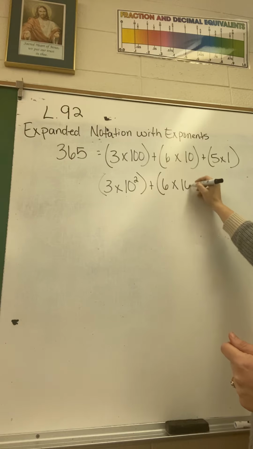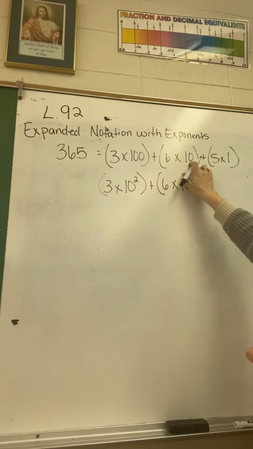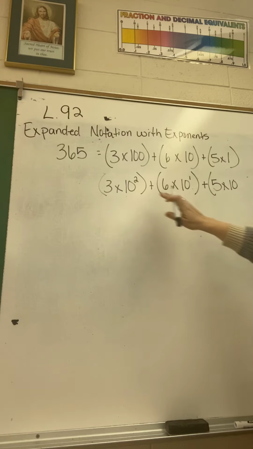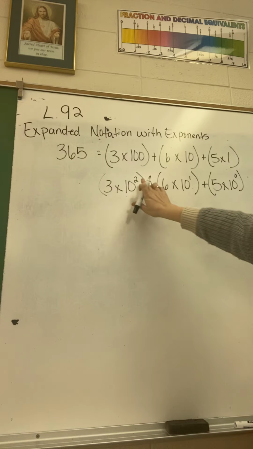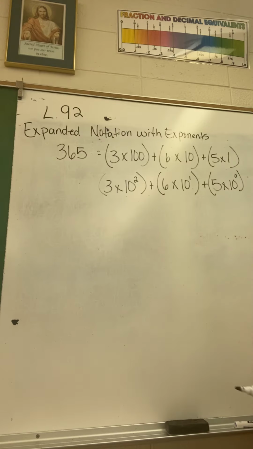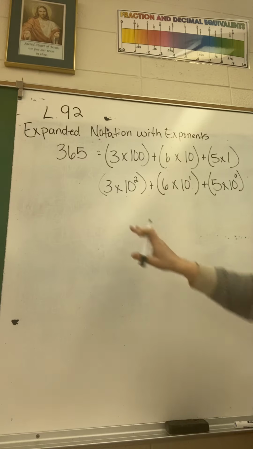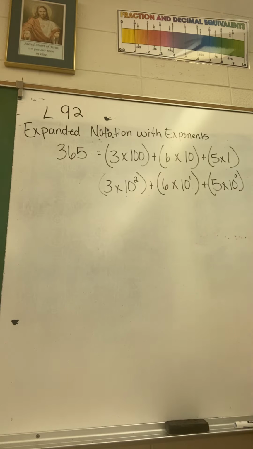Okay? We see 6 next. We still go by 10. How many zeros do we see in the 10 spot? 1. And we don't forget 5 times, it's still 10, but when it's in the 1 spot, here's the trick, it's to the power of 0. Okay? So these are your exponents. And this is using expanded notation.